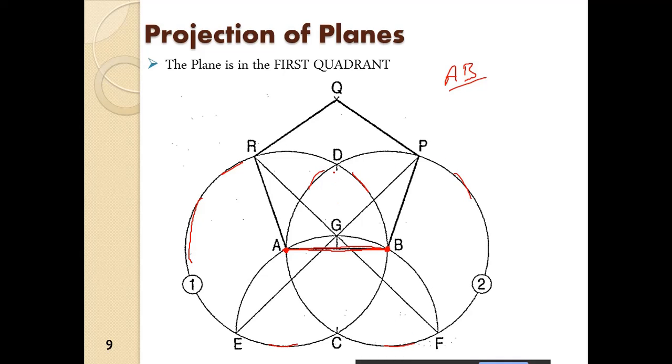Now if you join D and C, the points D and C, because these two circles are drawn, you will get the bisector of AB. You will get the bisector of AB. Again at point C and AB as radius, we draw this arc.